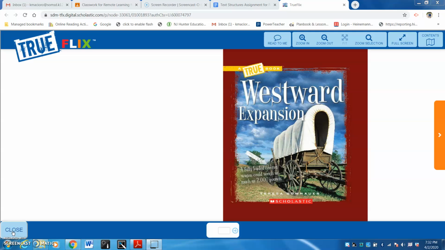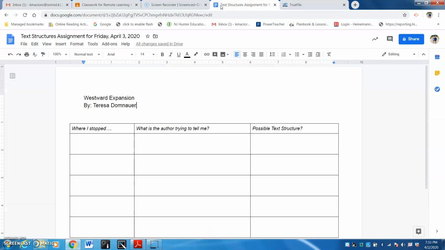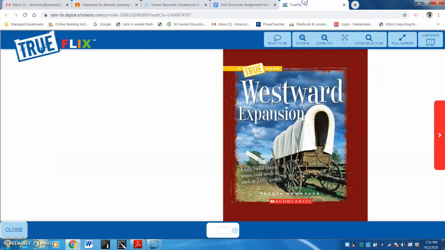So yesterday you had to read chapters 1, 2, and 3 and chunk your reading, stopping at moments to pause and think, what did I just read? And then you were to take that information and fill in a chart that looked similar to this. Here's the title of your book, here's the author, where I stopped, what is the author trying to tell me, and a possible text structure. I realize it may have been a little confusing for some of you, so I want to take time and demonstrate with your book. So let's get started.